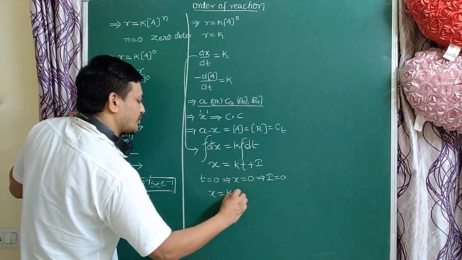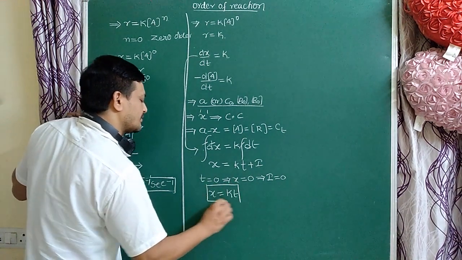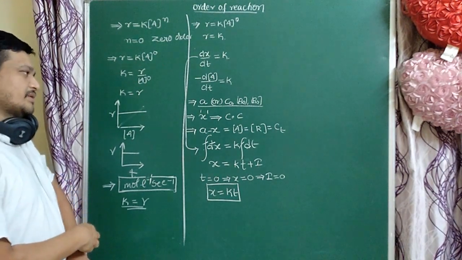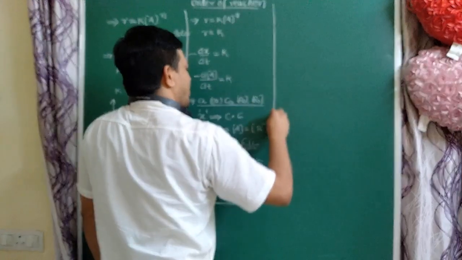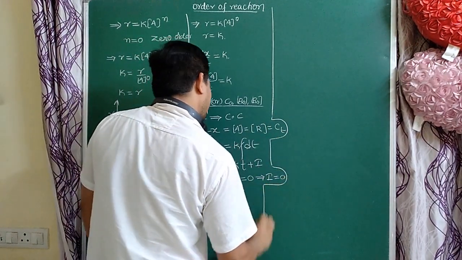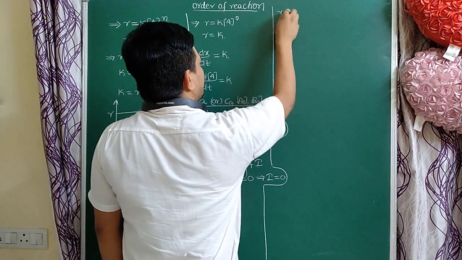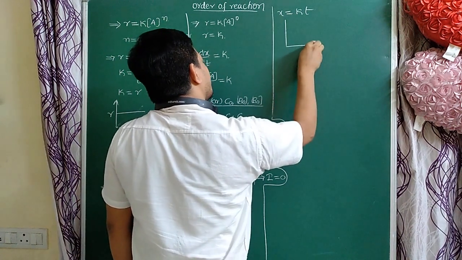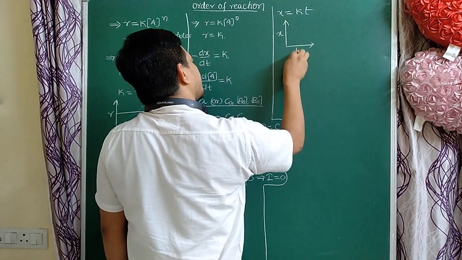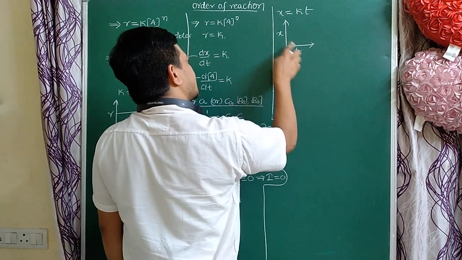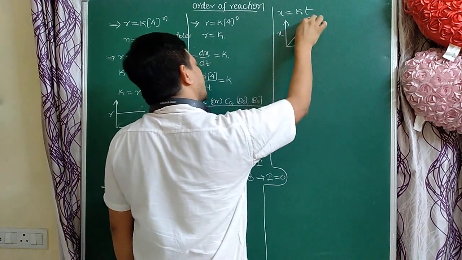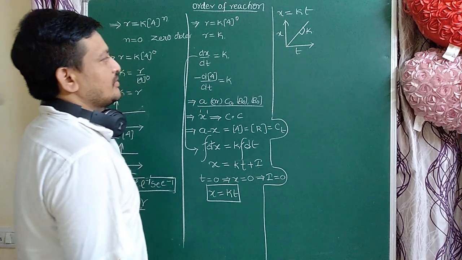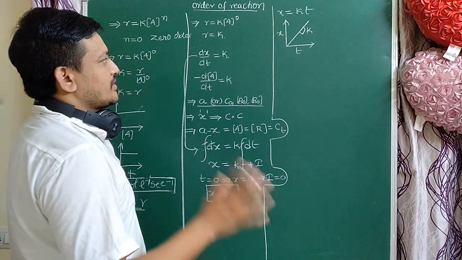This is the very important formula for zero order reaction. x equal to kt. What is the relation between time and consumed concentration? They are directly proportional. As t increases, the x value increases. Here the slope is the rate constant.